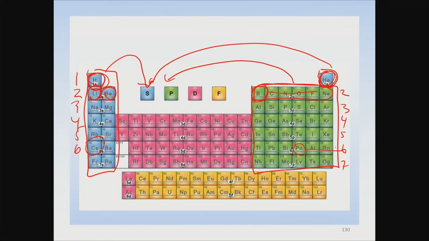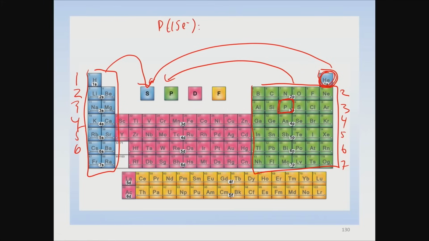Okay, at this point, let's try again and see if we can figure out the electron configuration of phosphorus. Let me erase some things here really quickly and clean this up a little bit. So here is phosphorus, and it has 15 electrons. We're going to write an abbreviated configuration.